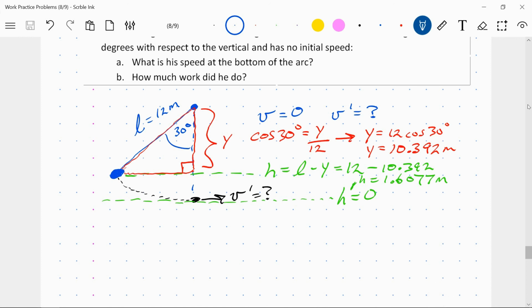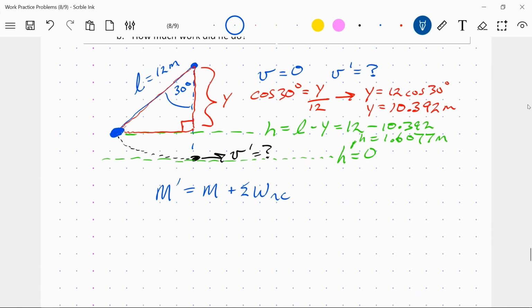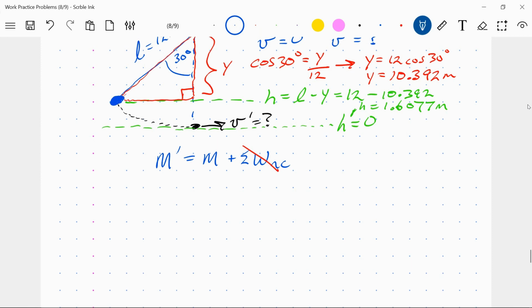So what we can do is we can say that in getting down to the bottom, the mechanical energy he ends with will be equal to the mechanical energy he started with, allowing for the possibility that there were non-conservative forces doing work. As just explained, there are no non-conservative forces doing work. Tension force is perpendicular to the motion. Force of gravity is that special kind of force. So, K prime plus U gravity prime equal to K plus U gravity.